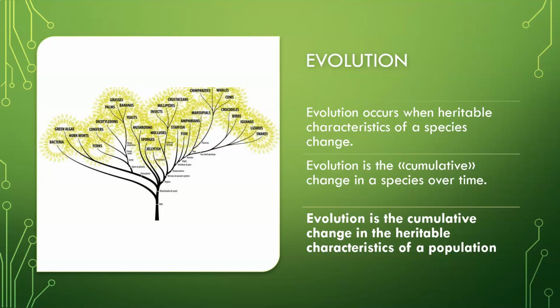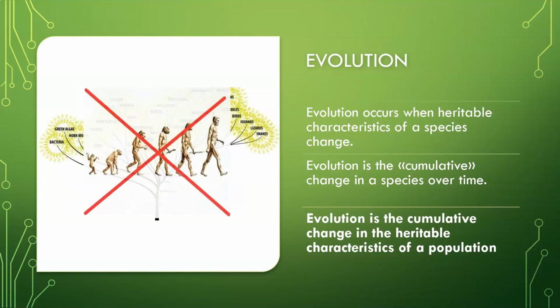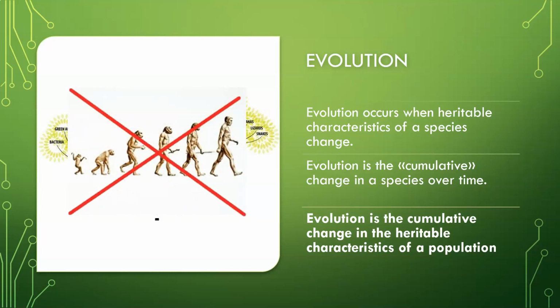So evolution, as a definition, is the cumulative change in the heritable characteristics of a population. It is not the short-term change of a species. So when we see here, we've got the change in human from its more monkey stages. We're going further back. We're going way back to its initial eukaryotic cell as such in terms of evolution.